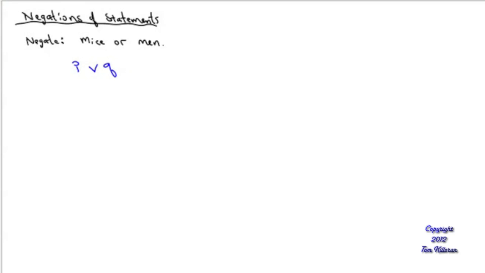Now, how do I negate the sentence? I put a not in front of it, and I put it inside of parentheses. So now, when I put these here, I have changed my simple statement to its negation. So the simple statement is P or Q. By putting the not out front, I am negating the entire thing. These are not equivalent anymore. We're changing a statement.